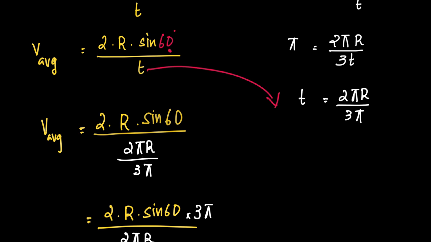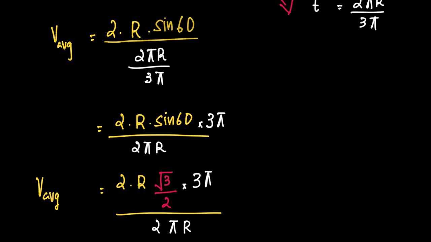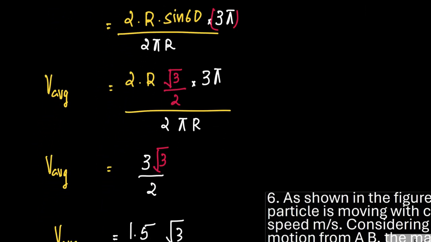So instead of this t, I can bring here 2 pi r by 3 pi. And what is this? Velocity average. So further it becomes 2r sine 60 over 2 pi r by 3 pi. I can take this as a reciprocal, wherein 3 pi will go to the numerator. So we have 3 pi by 2 pi r. What is sine 60? Sine 60 is root 3 by 2. And from here, what happens? We can say that r by r is 1, right? 2 by 2 is 1.